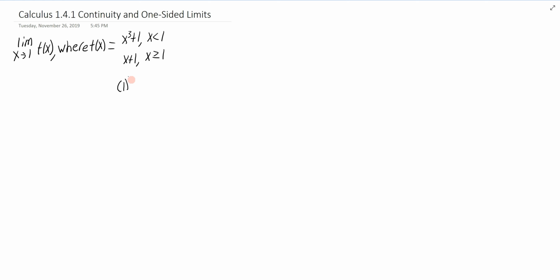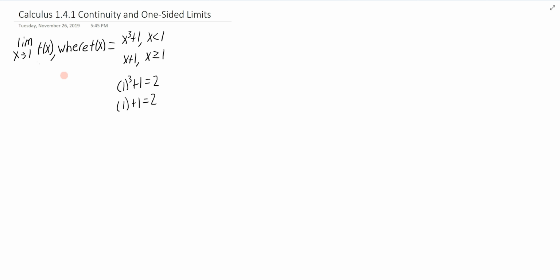We get 1 cubed plus 1. Well, that's just 2. Then we do a similar thing here. We'd get 1 for the x plus 1. That's also 2. Well, guess what? This is continuous. So that means our standard normal limit exists. And that's great because that's exactly what we're trying to find.